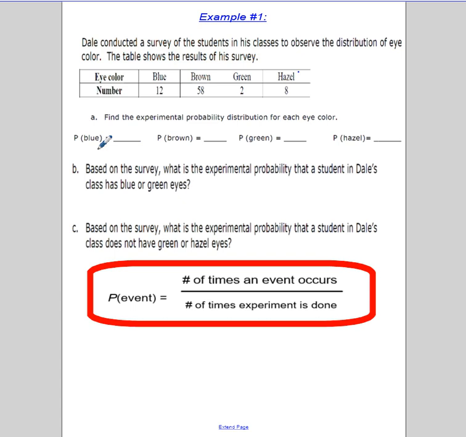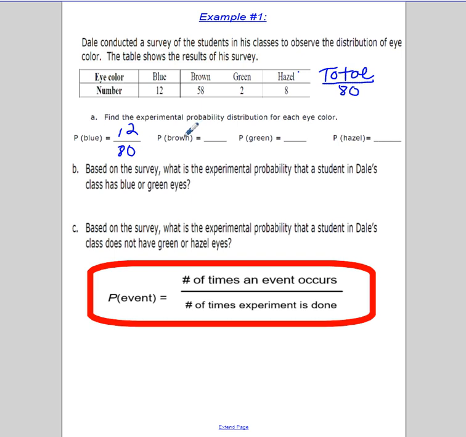So what's the probability that someone had blue eyes? Well, we need the number of favorable outcomes, 12, so that probability is going to be 12 over something. It's the number of total times the experiment was run. Well, we need to add up all these numbers here: 12 plus 58 plus 2 plus 8. So take a minute, add those all up, and get your total. Okay, so hopefully you discovered that the total number of students that he surveyed was 80. So the experimental probability of picking someone with blue eyes should be 12 out of 80.